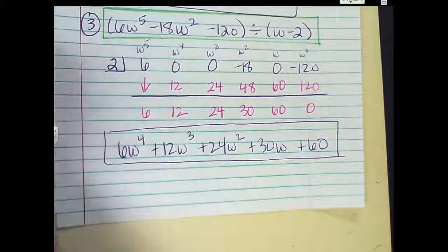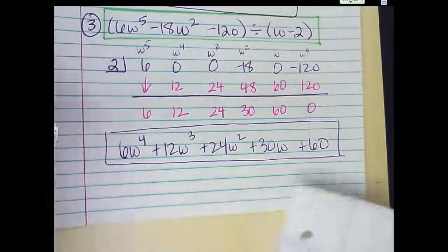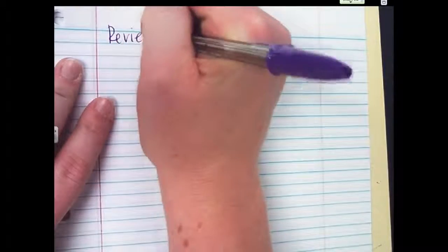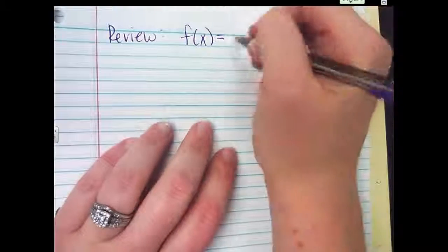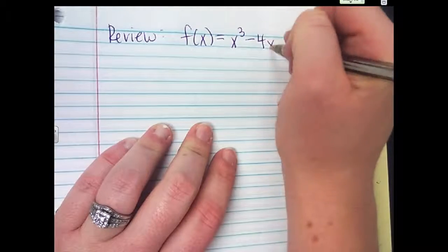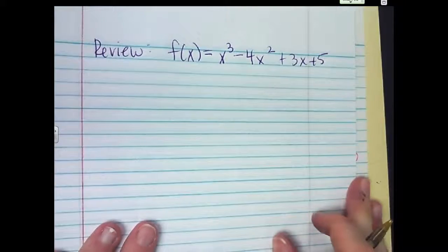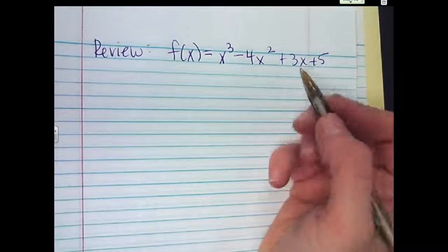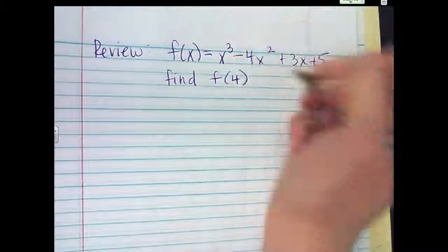Okay, the only other thing I want to talk to you about real quick is just another way. It's called synthetic substitution. Is anyone still writing? Okay. So last thing, real quick, I just want you to look at this. I give you a function like x to the third minus 4x squared plus 3x plus 5, and I say find f of 4.